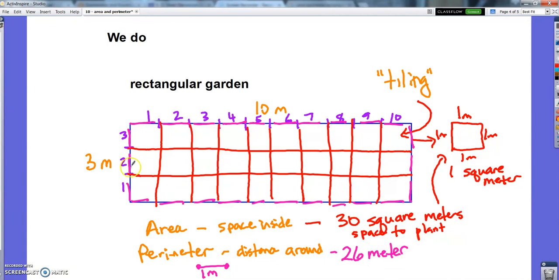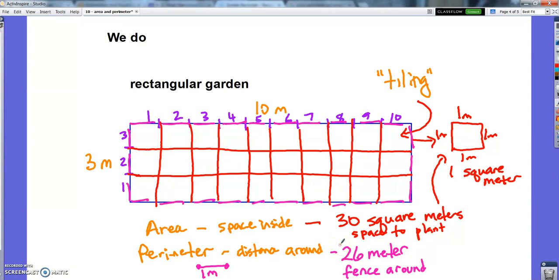So in the garden, the 30 square meters is where I would plant stuff. The 26 meters would be something like building a fence around it, or a border around it. It's kind of like what would go around the side. So like a fence that was just straight would go around it. And then I'd have dirt in all these 30 square meters in the middle.